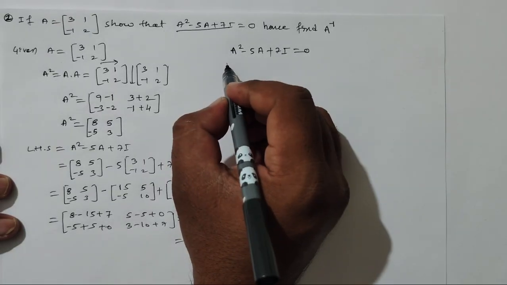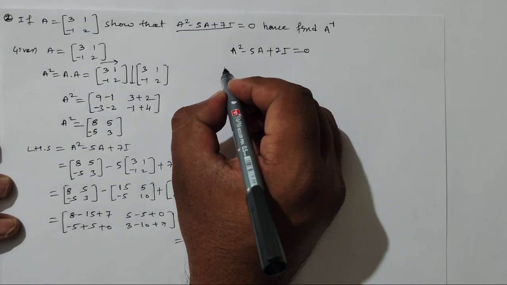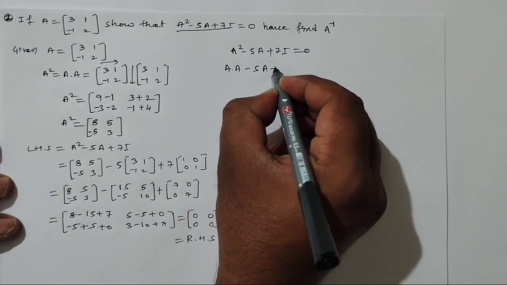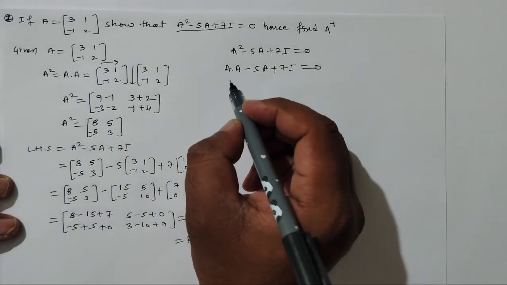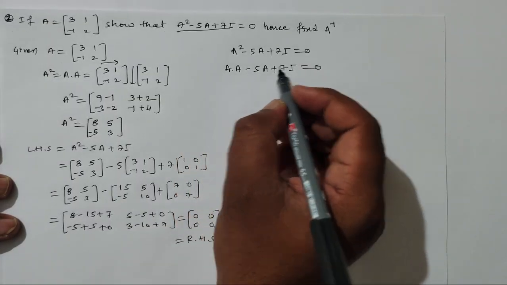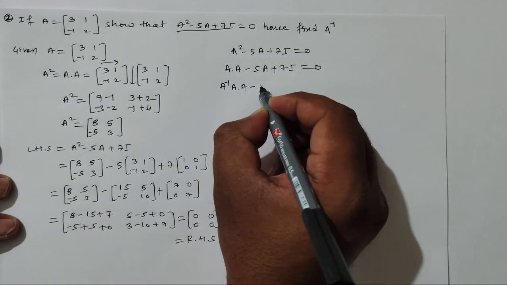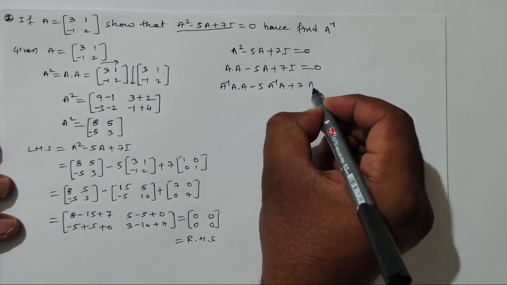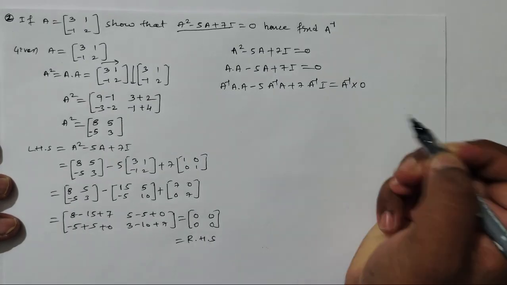Okay, so can I write the same method? The method will not change. A square becomes A into A, right? Minus 5 into A plus 7I equal to 0. Okay, now multiply by A inverse on both sides. That equals A inverse into A minus 5 into A inverse into A plus 7 into A inverse into I equal to A inverse into 0.